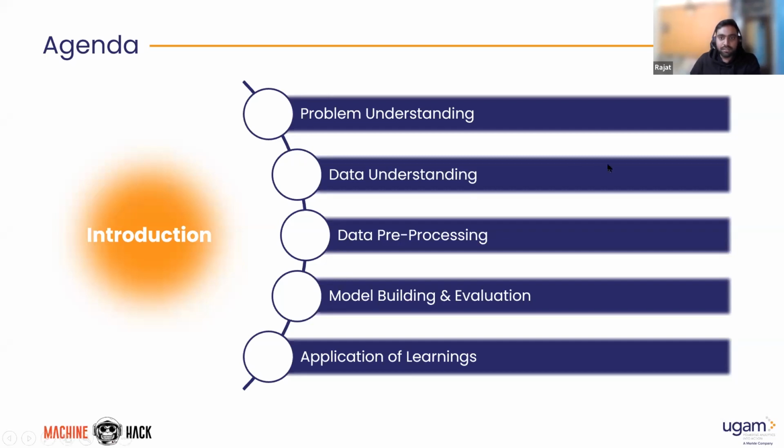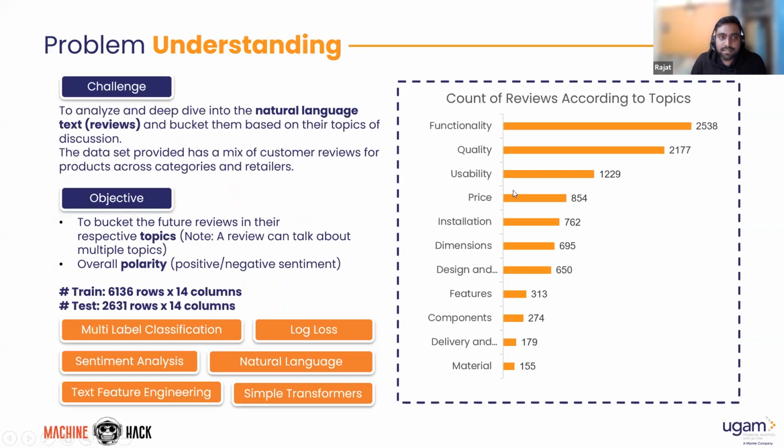So moving forward, this is the problem understanding I present to you. For us, the challenge was natural language text to classify those reviews. Our main objective here was to classify those into several topics, and this is a multi-label classification problem, which is kind of a new one.